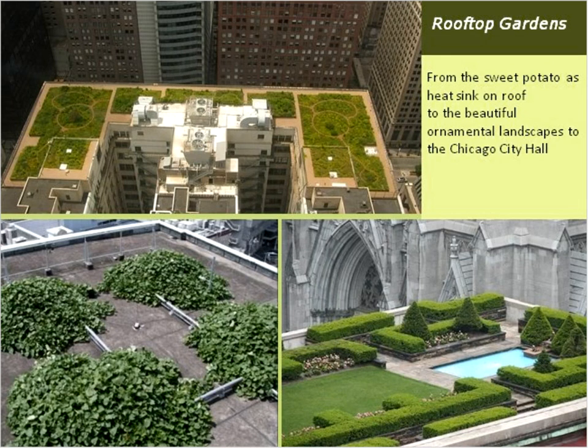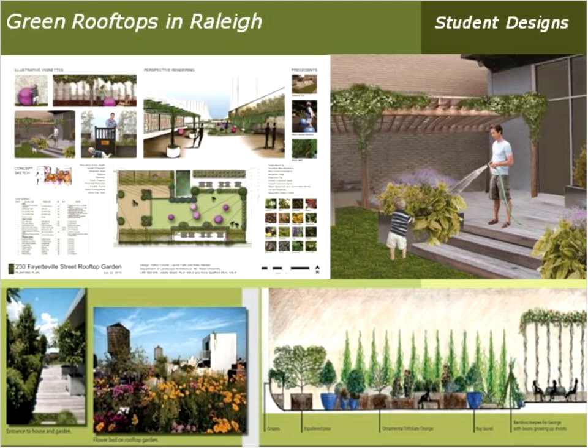Here we have an example where they just put sweet potatoes on the roof just to act as a heat sink, not necessarily as a productive landscape. And also the beautiful ornamental landscape, and then the famous Chicago City Hall rooftop. These support reducing the heat island effect and increasing air quality.